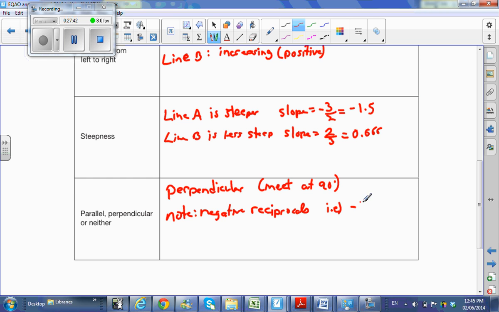So remember, we had negative 3/2 and 2/3. Okay, and maybe I'll try one more.